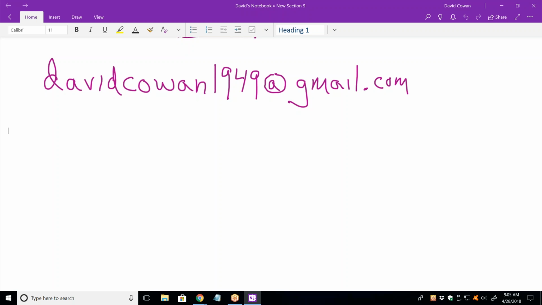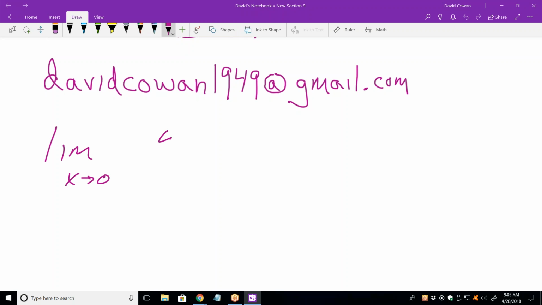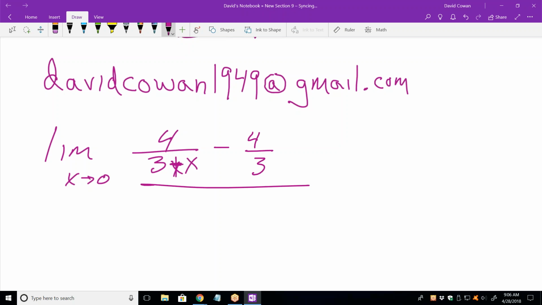So it says the limit as x approaches 0 of 4 over 3 plus x, minus 4 over 3, all over x. The 4 over 3 plus x is one fraction, and then minus 4 over 3, and then all of that over x. Do direct substitution, and you get what? 0 over 0.